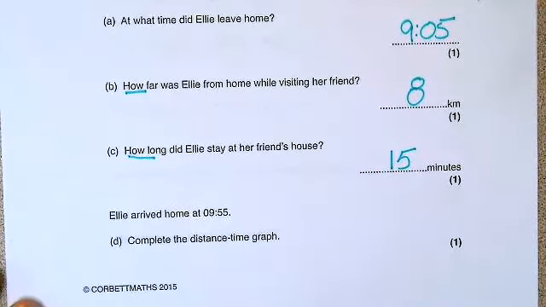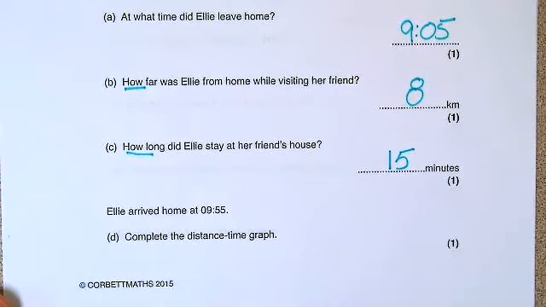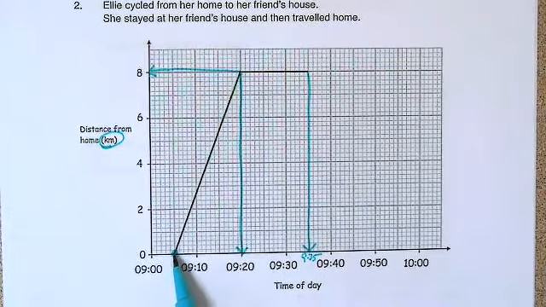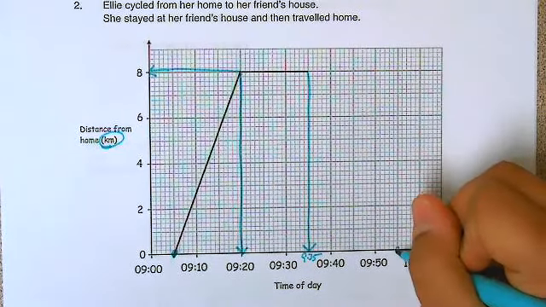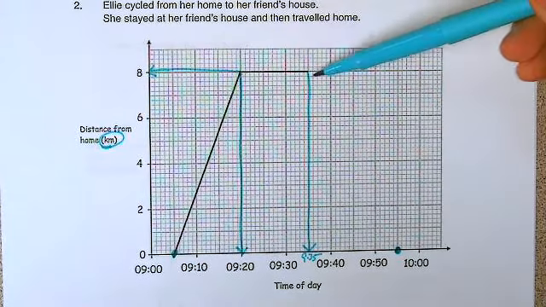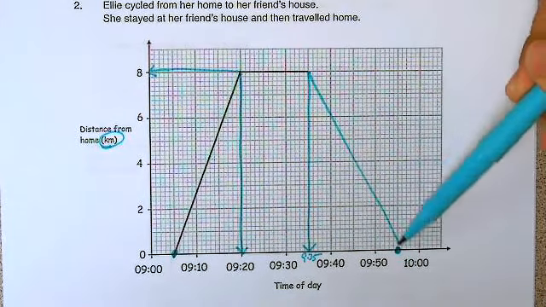Okay, the last section here, part D, says Ellie arrived at home at 9:55. Complete the distance time graph. So we are going to look at our graph here. We know that she started at home, so this x-axis is representing her initial position. So we want to get her back home at 9:55. So at 9:55, she's right here. So we'll draw a line just like that.